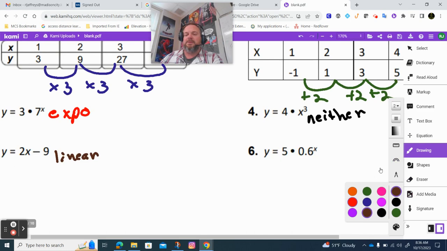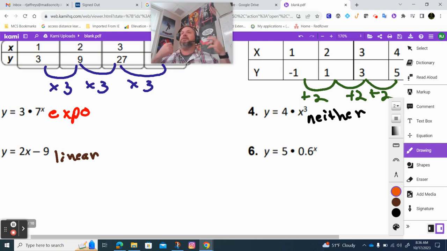All right. And number 6, where's x? Yeah, it's on the power. It's piggyback. Look, it's like the little kid that's on the shoulders of the parent. Y'all seen that?